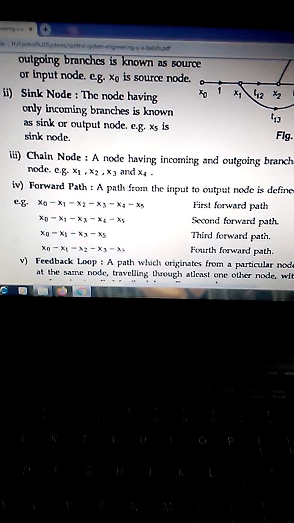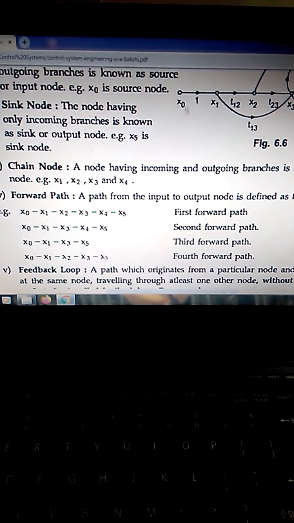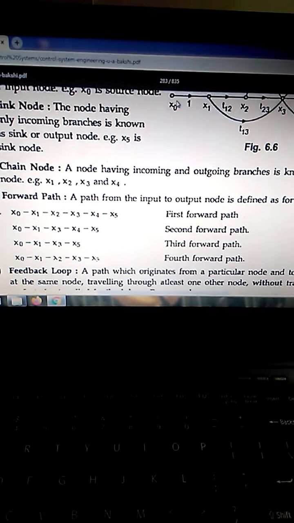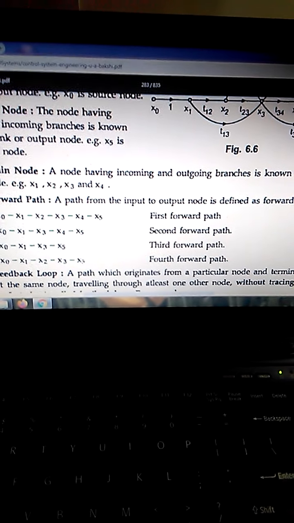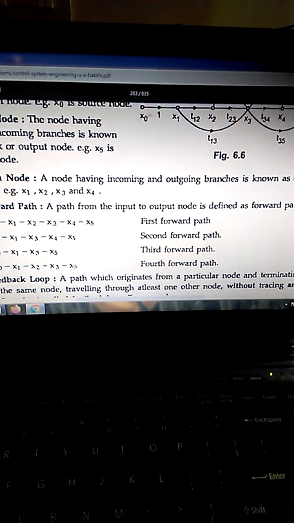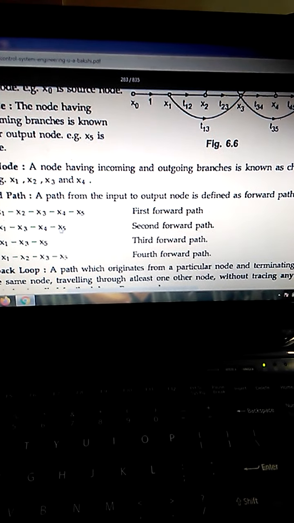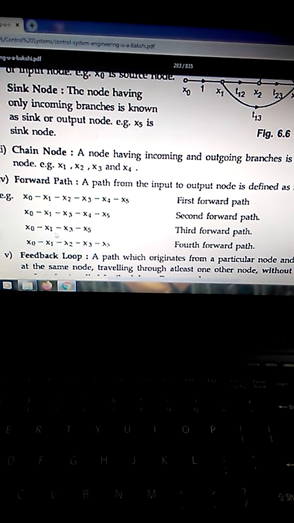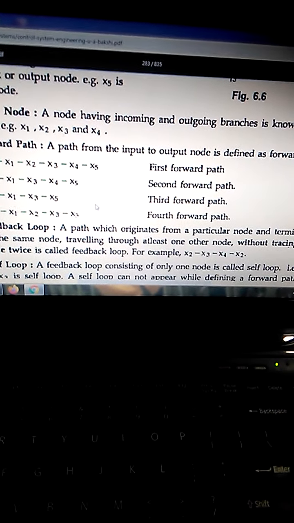Next one is forward path. It's a path from input to output. Here x0 is the input and x5 is the output. The path which travels from input to output is called a forward path. The first forward path is x0, x1, x2, x3, x4, x5, as a straight line. Next is x0, x1, x3, x4, x5. Third is x0, x1, x3, x5. Last one is x0, x1, x2, x3 and x5. So we have four forward paths.